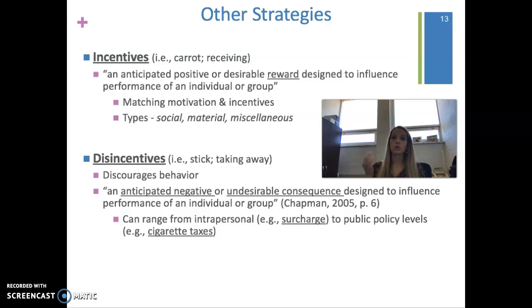You can also think of this more at a public policy level of cigarette taxes. So this increases the cost of buying cigarettes, right? And that's hopefully going to give you a disincentive to purchasing cigarettes.